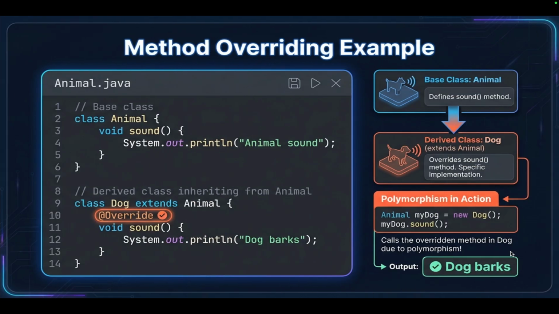Method overriding example. Here we have an animal class with a sound method. Then we have a dog class that overrides the sound method. Now dog provides its own implementation, so the same method behaves differently. This is runtime polymorphism.